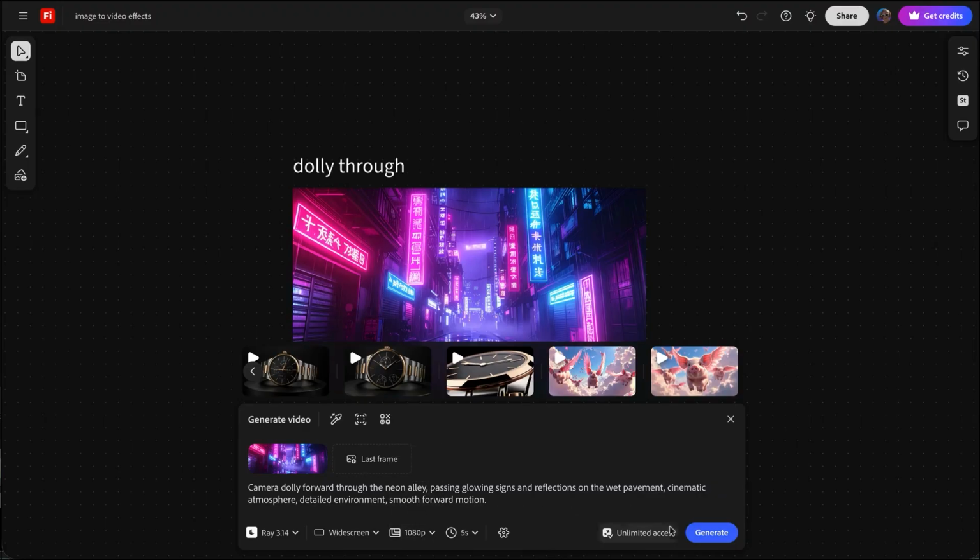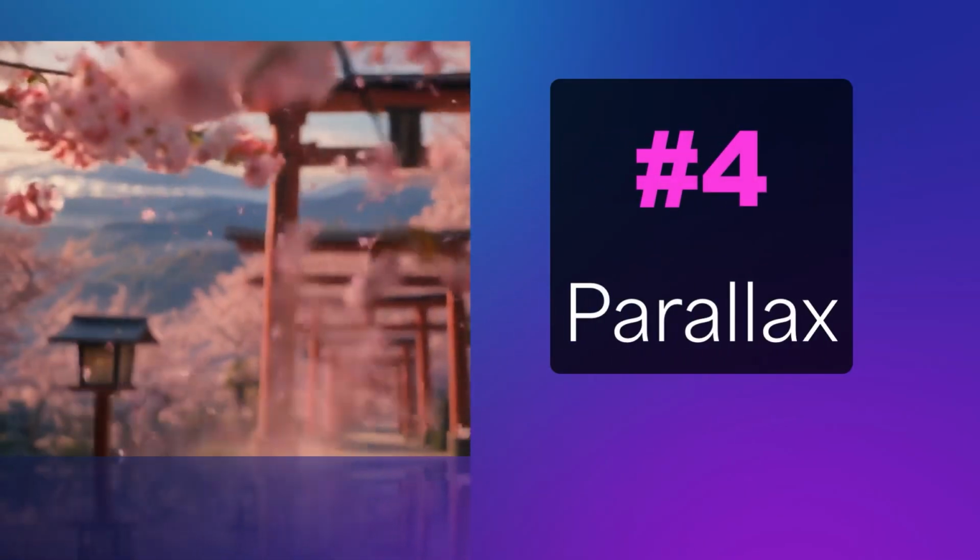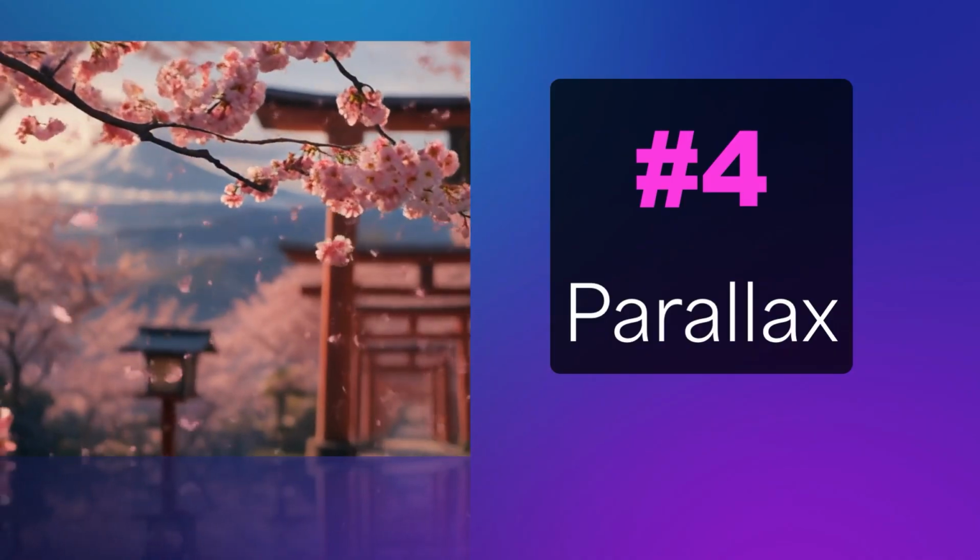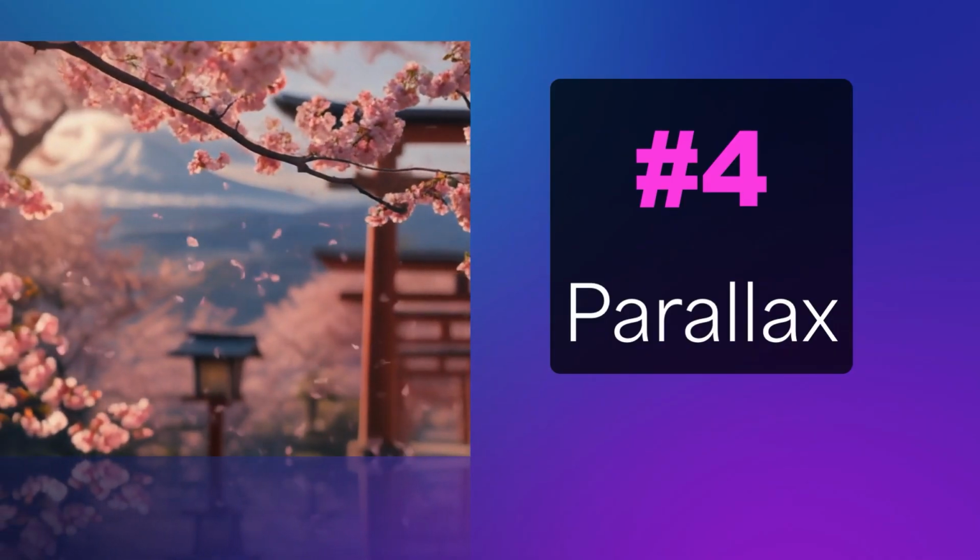Parallax creates depth by separating foreground and background elements. The trick isn't really the video prompt, it's the image. For this example, I generated an image with cherry blossoms flying very close to the camera, and the Torii Gates and mountains further in the back.